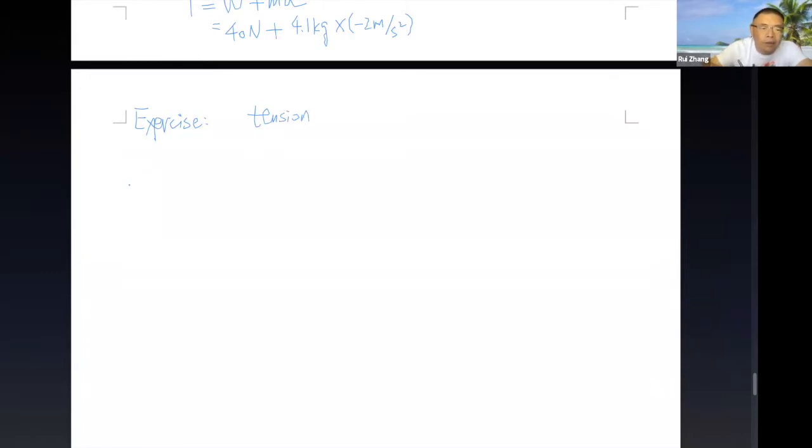Okay. So the first one here is going to be like this. You have a ceiling and then a piece of string, and then there's an object hanging on the string at rest. The mass is 3 kilograms. So the first problem is to calculate the tension in the string in this case.